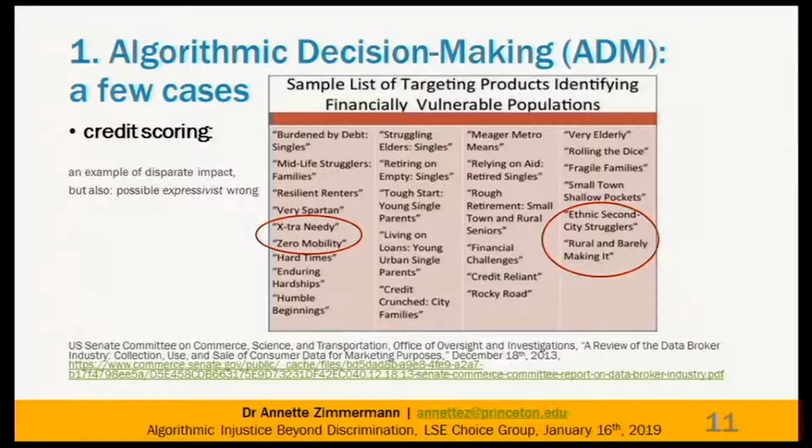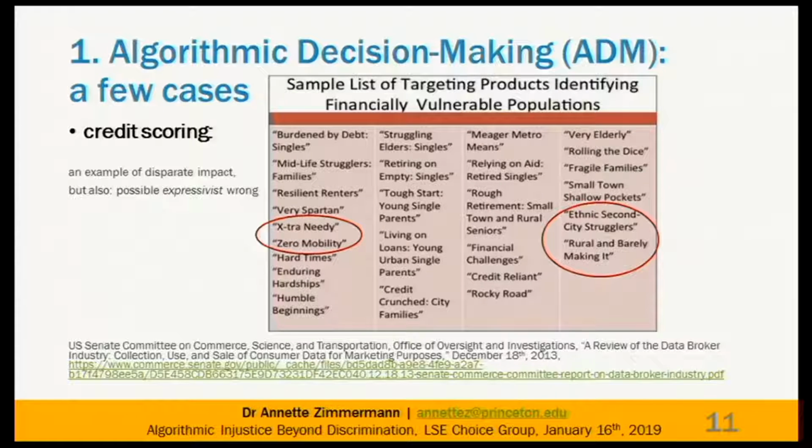And just to illustrate what that might be, I've brought this sample list of a data broker agency that was featured in a US Senate committee report. And so, as you can see, the categories here are phrased in a quite stark way. So, extra needy, zero mobility, and particularly ethnic second city strugglers and rural and buried and even making it kind of caught my eye. There's many others that are obviously worrying. And so these are the categories that data brokers then use to classify people and to identify their creditworthiness.